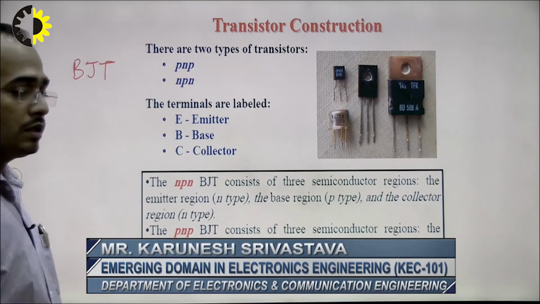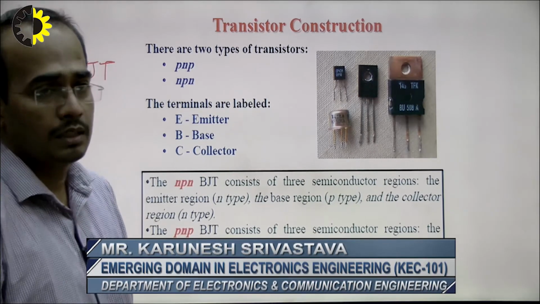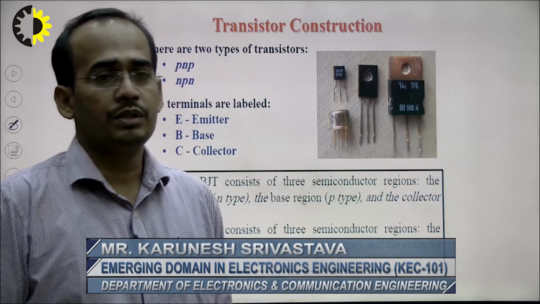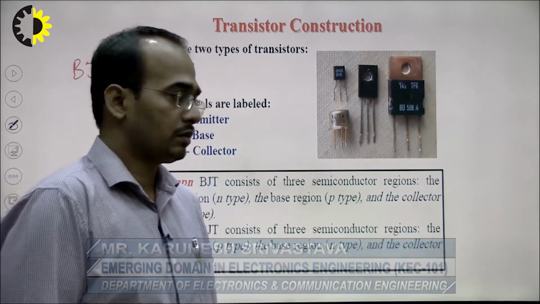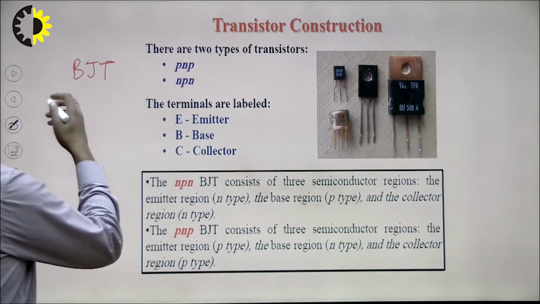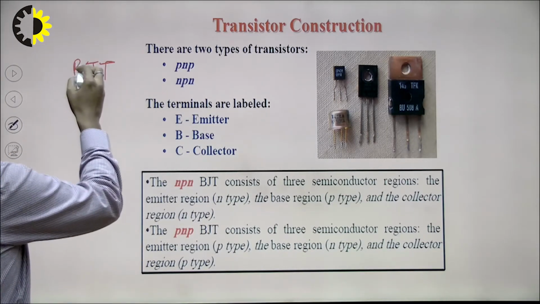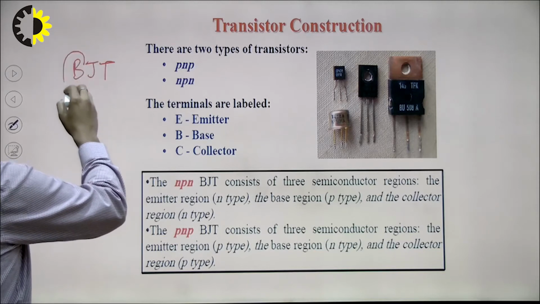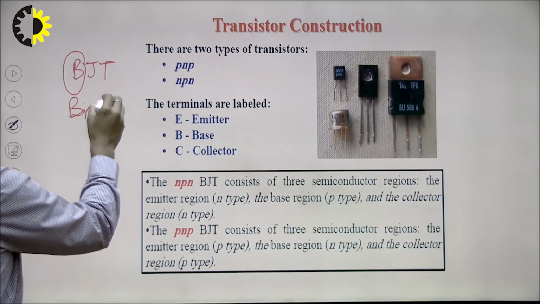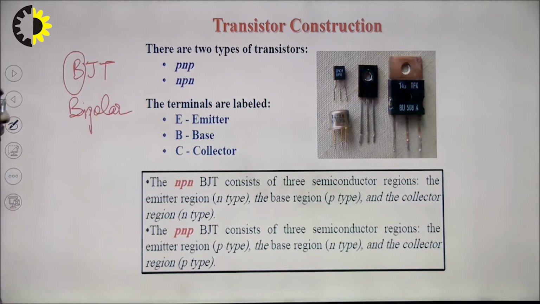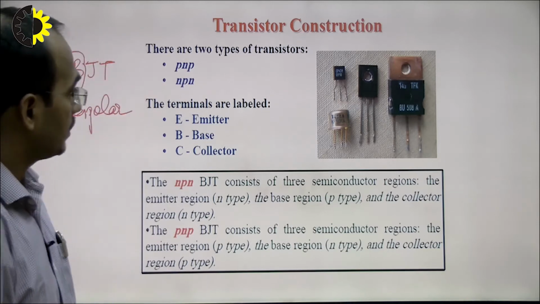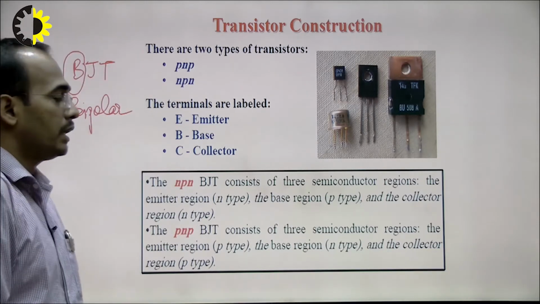A bipolar junction transistor is a 3-terminal device whose operation is dependent on both majority and minority charge carriers. Because its operation is dependent on both majority and minority charge carriers, this device is called a bipolar device. It has 3 terminals: emitter, base and collector.